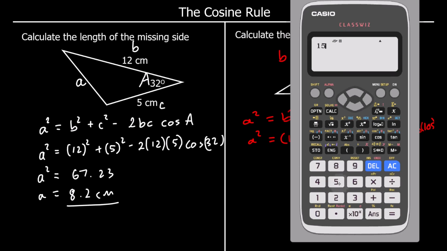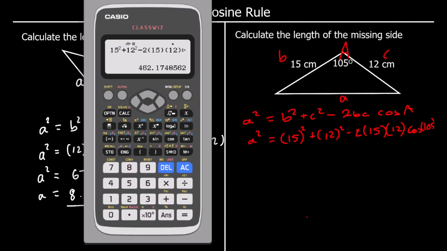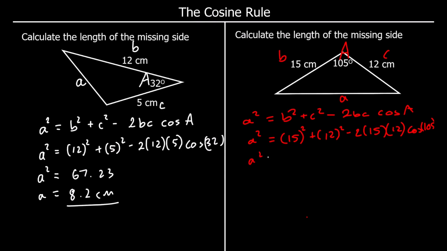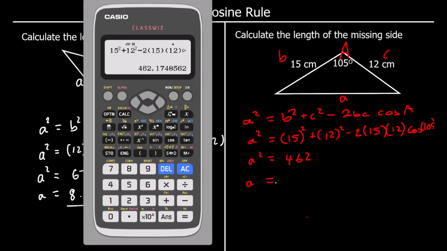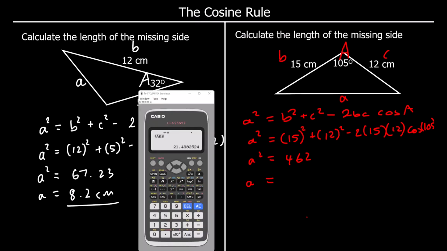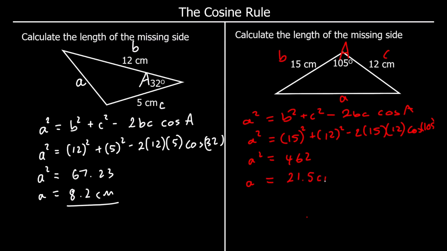Type it in the calculator. And we get a squared to be 462 and so on. So a is the square root of that, which is 21.5. 21.5 centimeters.